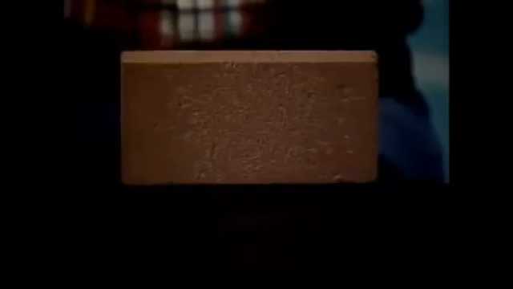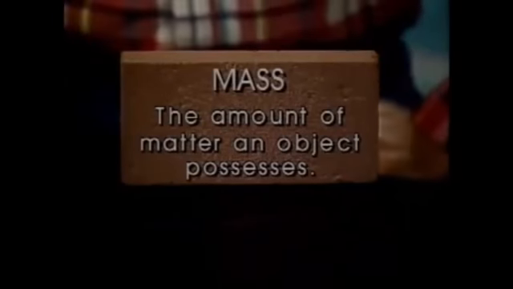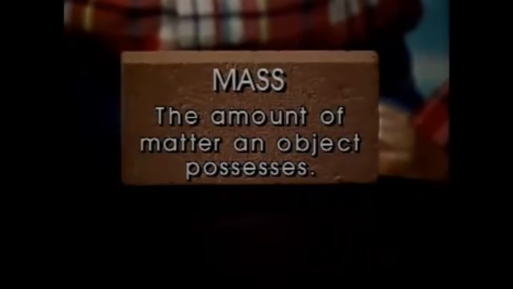Velocity is a measurement that is derived from a unit of length and a unit of time. Velocity is the distance traveled over a period of time, and it is often measured in feet per second. The third fundamental dimension is mass. Mass can be defined as the amount of matter an object possesses. But mass is not measured directly. The most common method of measuring the mass of an object is by weighing it.